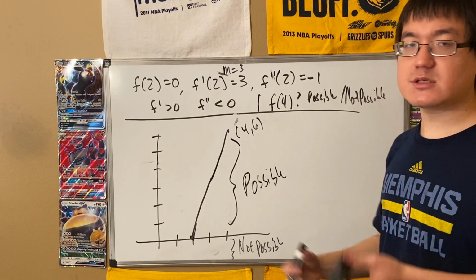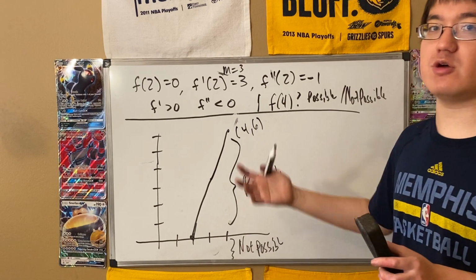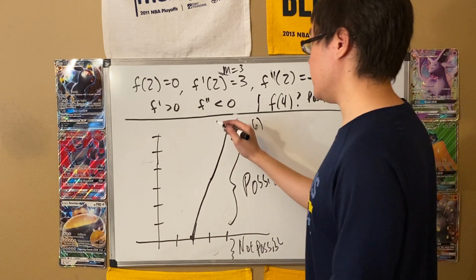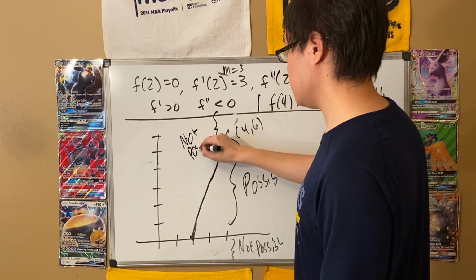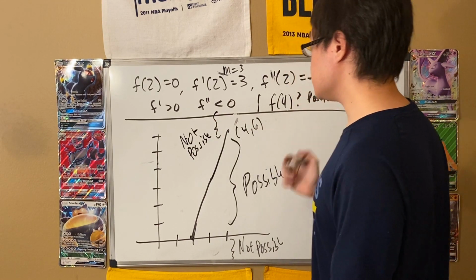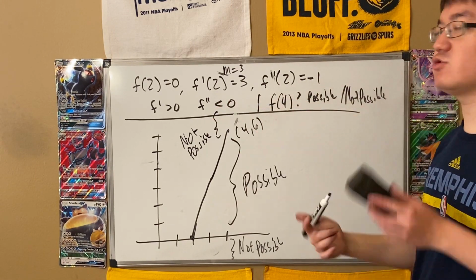And anything above this is actually not possible, because that would mean f double prime is positive, meaning that your slopes are getting bigger and bigger and bigger. So everything above this is not possible, including 6 itself, if f double prime is strictly negative and f prime is strictly positive.